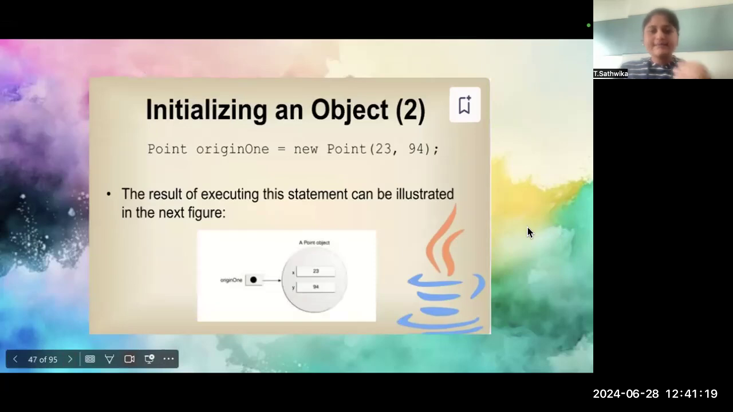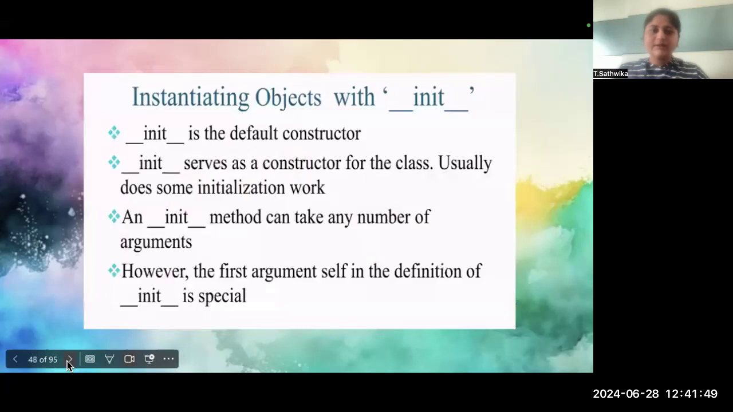Now, let's consider an example for this. We are considering a point, origin 1. A new point is instantiated with the dimensions 23 and 94. And the result of executing this statement is illustrated in this figure. So the original value of the point is over here, and now x and y take the values 23 and 94, that is, they take the values of a and b. That is nothing but a point object.